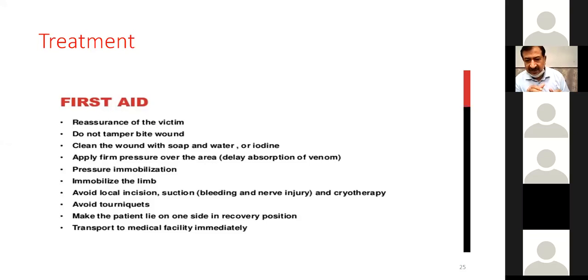Apply pressure over the area, and immobilize the limb. Do not do incision, and do not suck the poison out. Specific treatment would be antivenom.